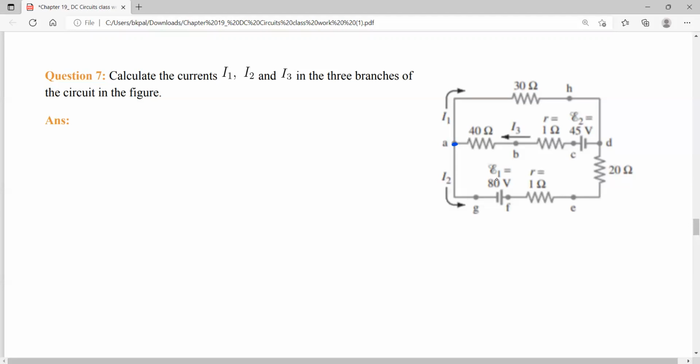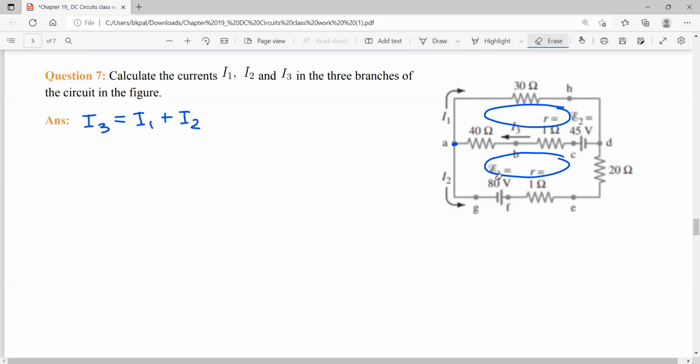For the junction rule, as I3 is entering A and I1 and I2 are leaving A, the junction rule tells us this. And then we can write two loop rules: one for the upper loop, this loop, and one for this loop. So try one by one, so as not to confuse.